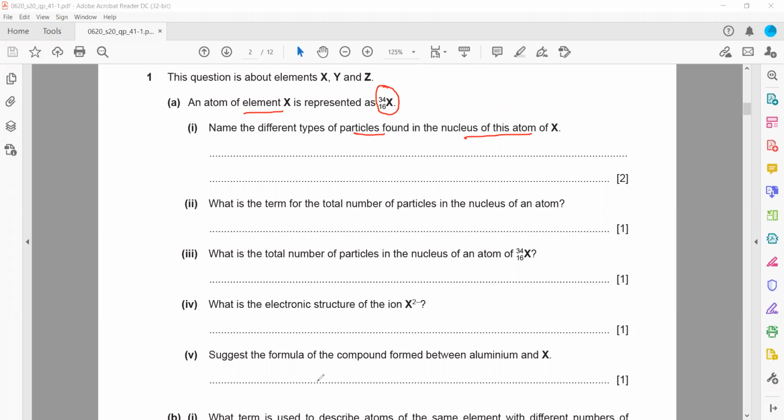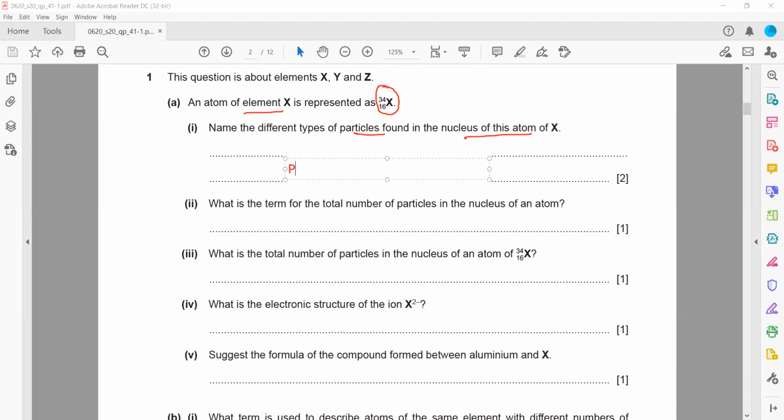So we have protons and neutrons. One mark is for mentioning proton and the second mark is for neutron. These are the particles which are found in the nucleus of an atom.